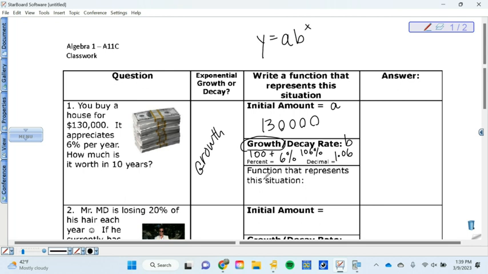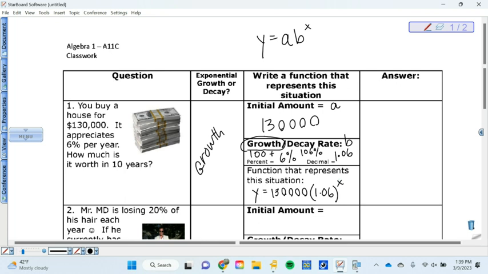So what is my function that represents this situation? Write the whole equation out. Replace 130,000 for A. Replace 1.06 for B. What's my equation going to be? Y equals 130,000 times 1.06 to the x.